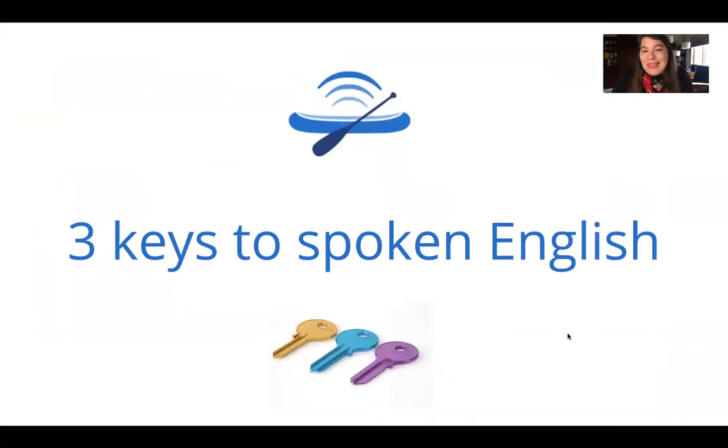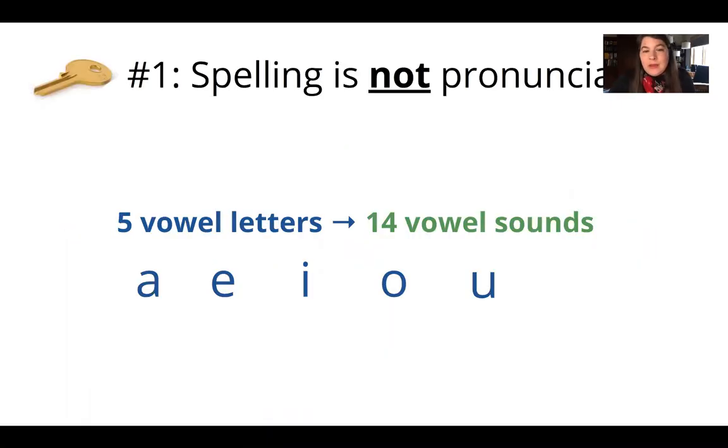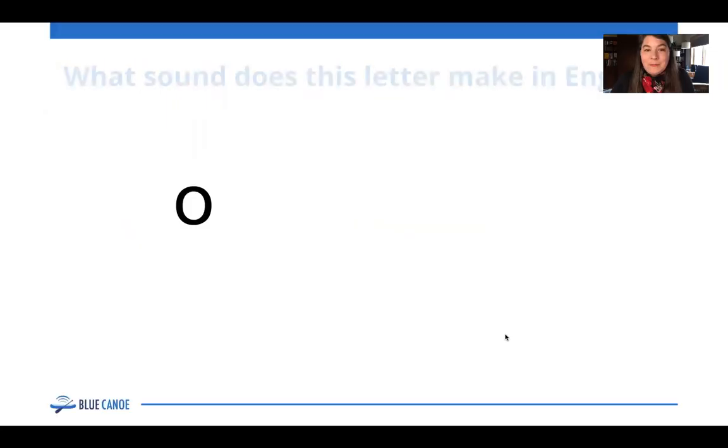There are 3 keys to spoken English. It's like 3 secrets, but they're very important if you want people to understand you. The first thing, spelling is not pronunciation. The name of the letter is not always the sound. In English, we have 5 vowel letters, A, E, I, O, U, and sometimes Y, but we have 14 vowel sounds. This is why it's tricky. This is why it's difficult.